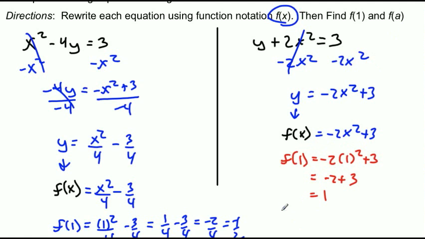And now if you plug in a, we're just going to replace the x with a. So I'm just going to replace this with a right here. So negative 2 times a squared plus 3. And that will be that guy.